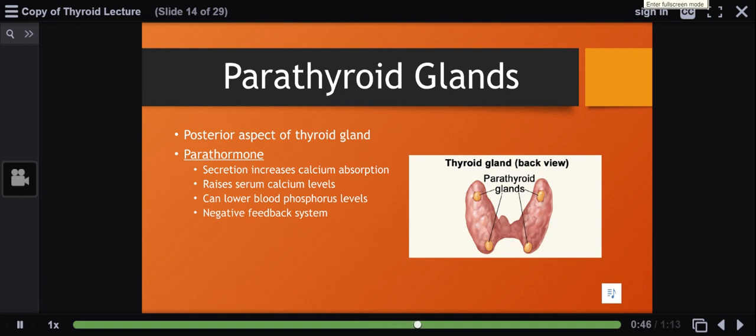Parathormone can also be used to lower blood phosphorus levels. And just like we talked about with the thyroid gland, the amount of parathormone released by the parathyroid glands is based on a negative feedback system, meaning if there are high levels of calcium in the bloodstream, there would be a decrease in the parathormone secretion and vice versa.